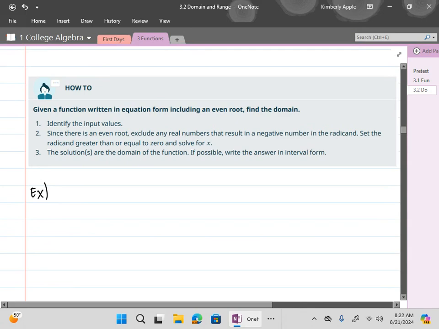Find the domain of the function f of x equals the square root of 7 minus x.